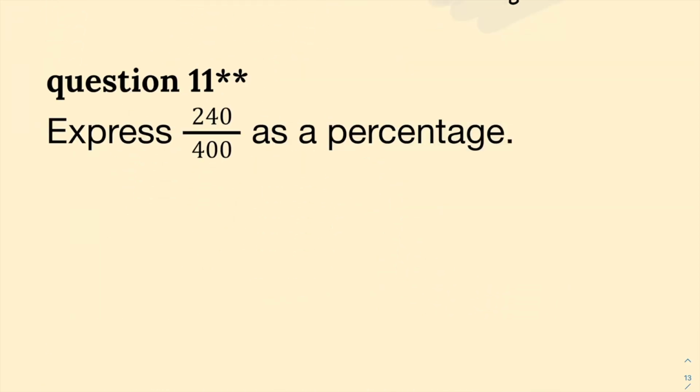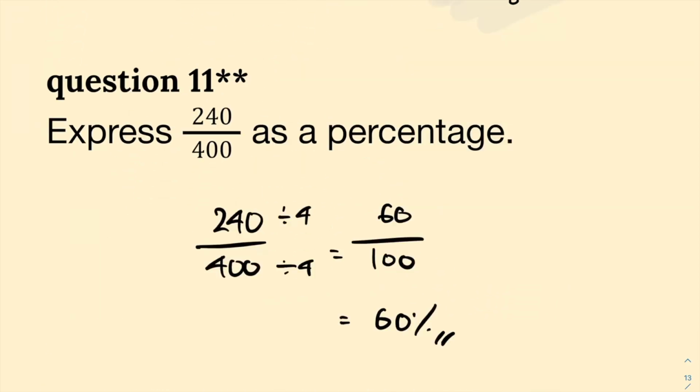Here again, we have 400 as the denominator. So we'll write this down and divide by 4 top and bottom. That will give us 60 over 100, which is 60%.